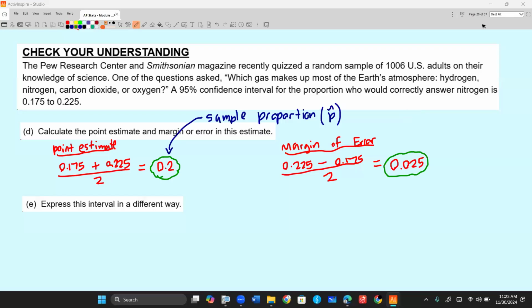And to put it together in a different way, you're going to take your point estimate and your margin of error. Just do a plus or minus between them. So your interval would be 0.2 plus or minus your margin of error, which is 0.025.